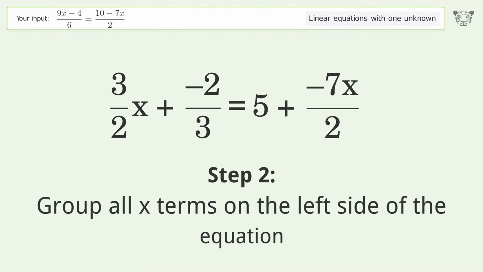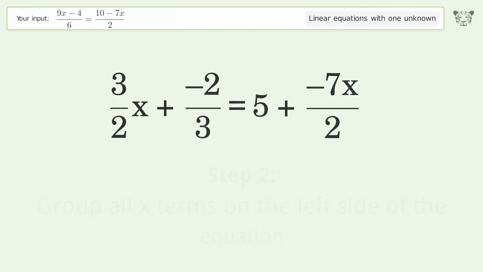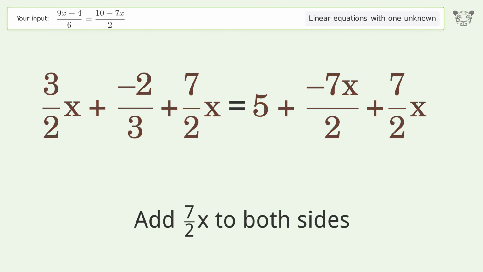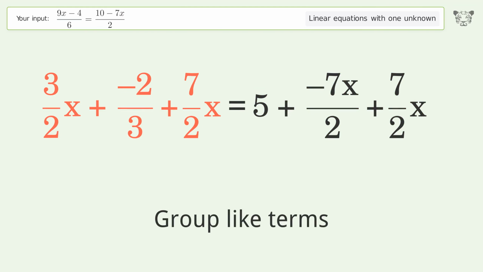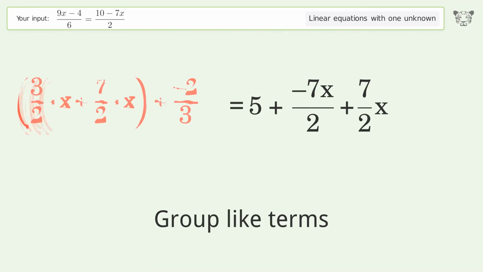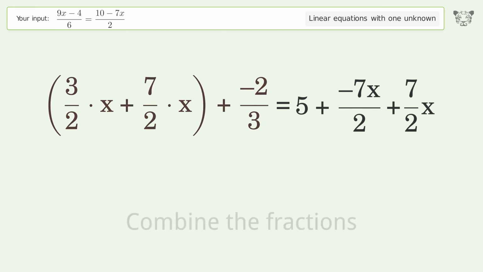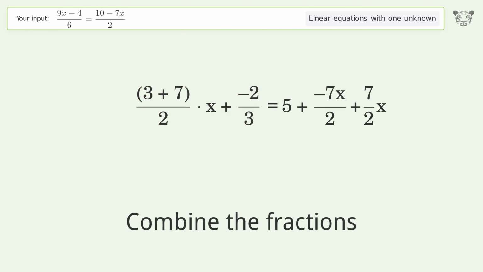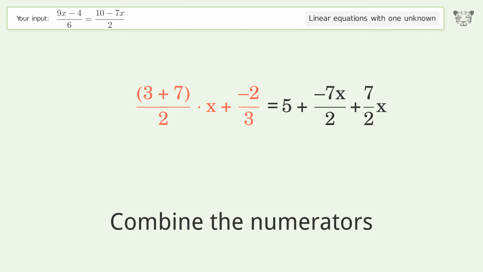Group all x terms on the left side of the equation. Add 7 over 2x to both sides. Group like terms. Combine the fractions. Combine the numerators.